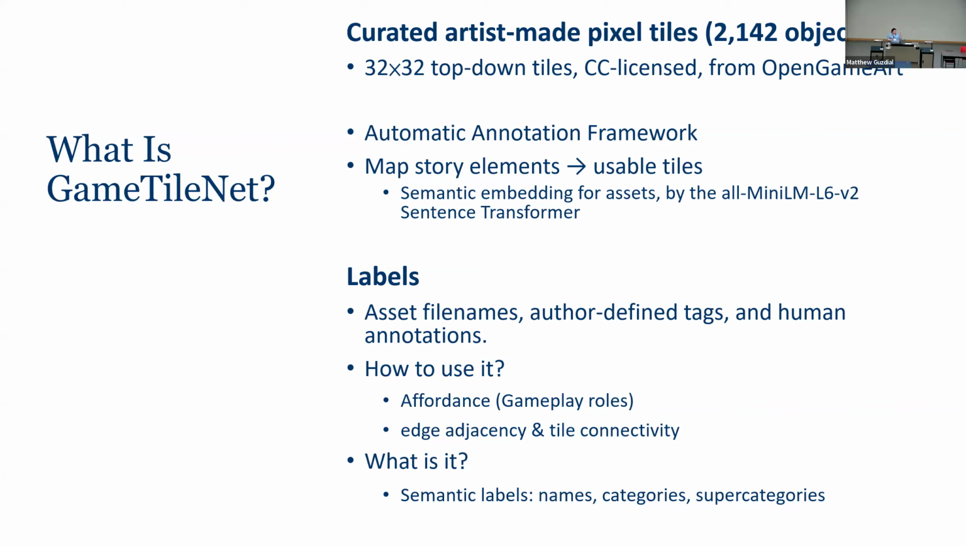What makes this dataset useful is not just the art, but the semantic labels we attached. We basically focus on labels about how to use it and what it is. Each tile has an object name, categories, and super categories, and the gameplay affordance, like whether it is a character or terrain or item or interactable object. We also include the edge adjacency and the connectivity labels so tiles can be placed correctly in the generated scene. Together, these annotations allow us to connect story elements to the visual scene.